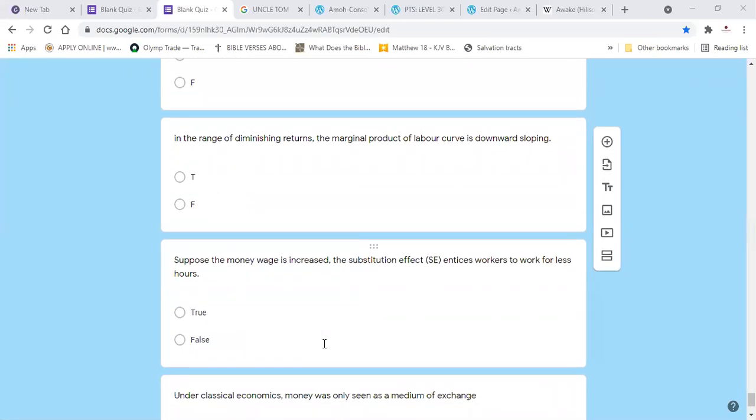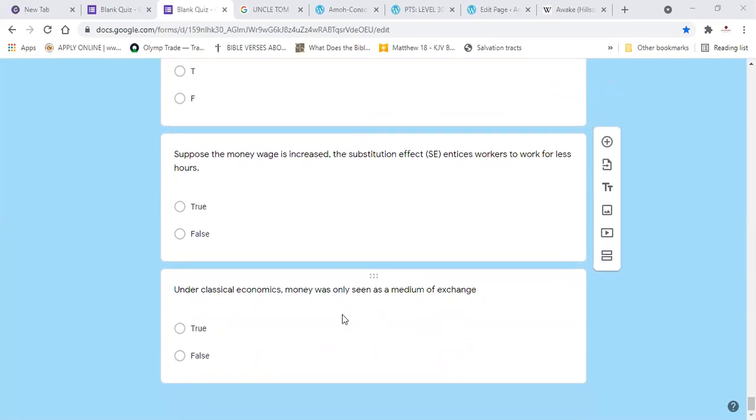Suppose the money wage is increased, the substitution effect entices workers to work for fewer hours. True or false? False. That is false.